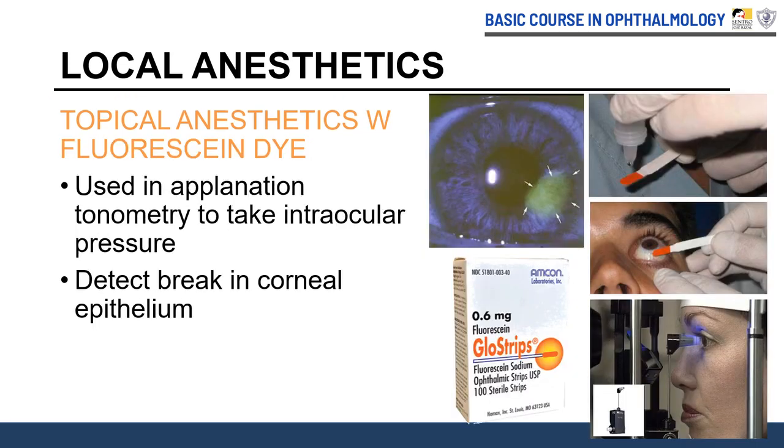In some countries, fluorescein dye is combined with proparacaine as a topical anesthetic that can be used to stain the eye for diagnostic procedures like applanation tonometry. Fluorescein can also detect break in the corneal epithelium. While this preparation is not available in the Philippines, a drop of proparacaine can be placed on a fluorescein strip before applying to the eye to get the same effect.